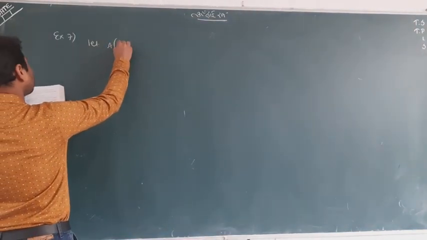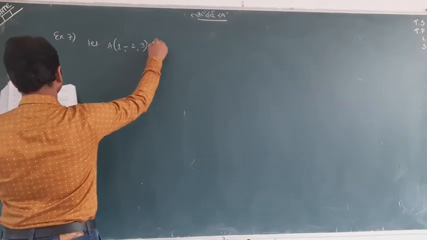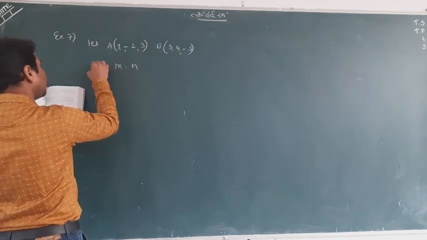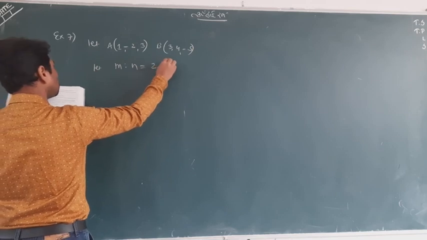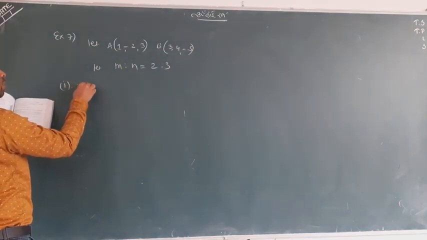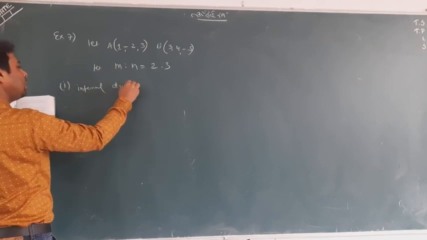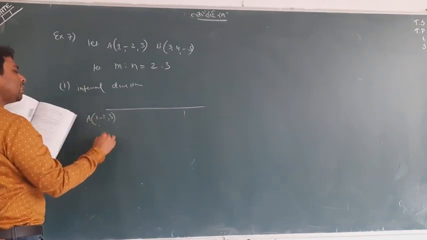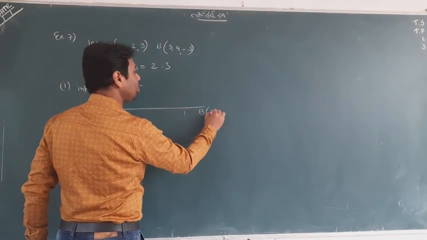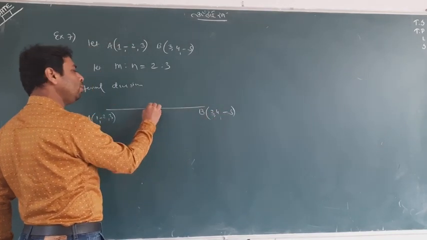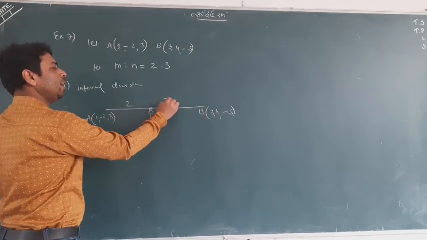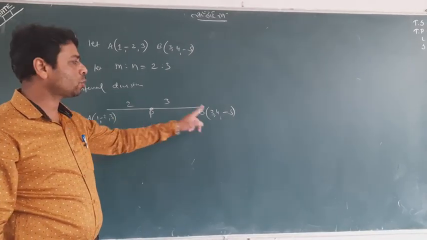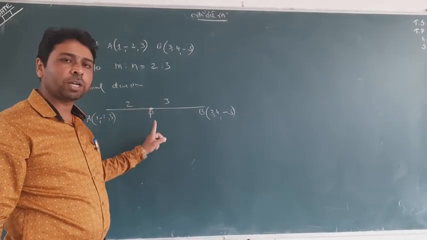First I say A is (1, -2, 3) and B is (3, 4, -5), and let m is to n be given as 2 is to 3. I take internal division first, and I want to make a picture for you. A picture is not necessary, but in case of internal division I always make a figure, it will be helpful to you. P is the point dividing internally in 2 is to 3. So one picture is clear in your mind: x1, y1, z1, then x2, y2, z2, then m, n, and the internal division point.